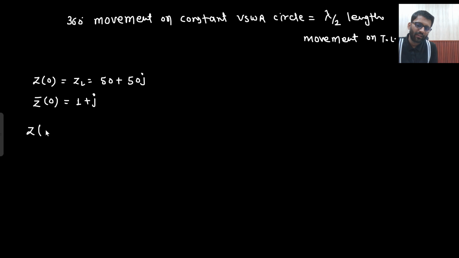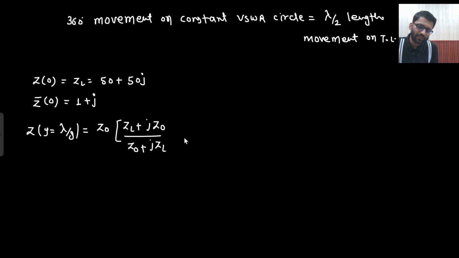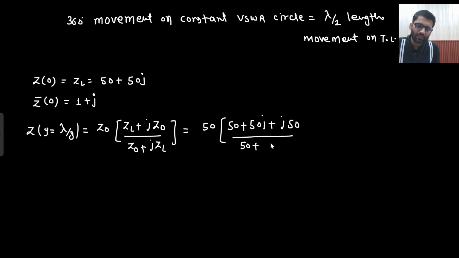Now what am I finding? The impedance at y equals, what do you need to find? At lambda by 8. So what would that be? Z naught into ZL plus JZ naught upon Z naught plus JZL. So Z naught is 50, ZL is 50 plus 50J, then J 50 divided by 50 plus 50J minus 50, it would be, because JZL would be 50J minus 50.